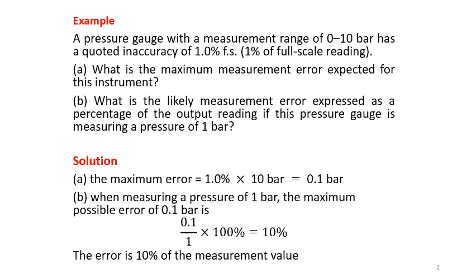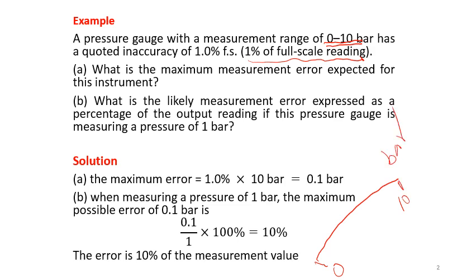Here is an example to understand the limiting error. Let us look at this example. A pressure gauge with a measurement range from 0 to 10 bar has a quoted inaccuracy of 1% FS. FS means full scale, so that is 1% of the full scale reading. This is the reading, and this is the scale, starting from 0 to 10 bar.